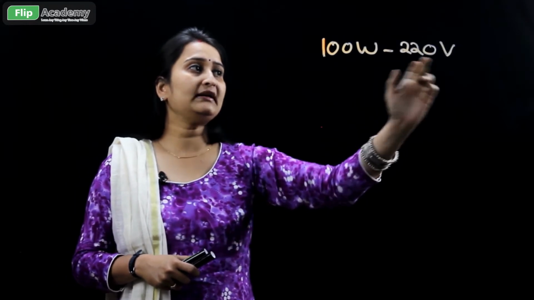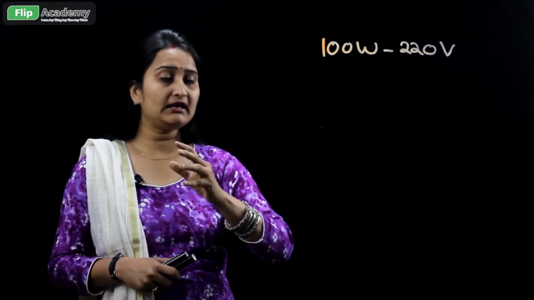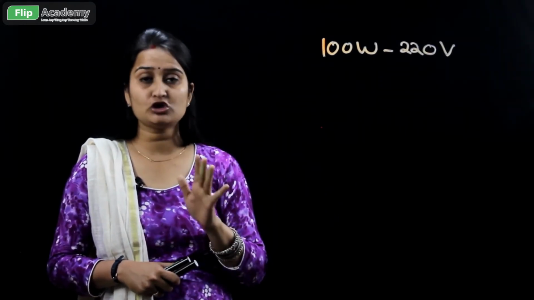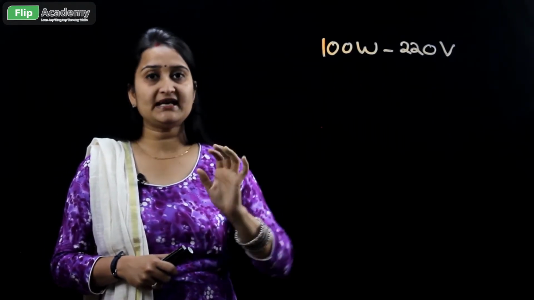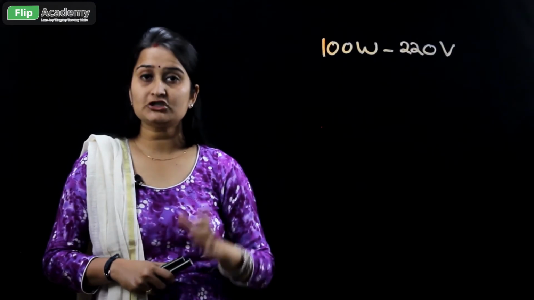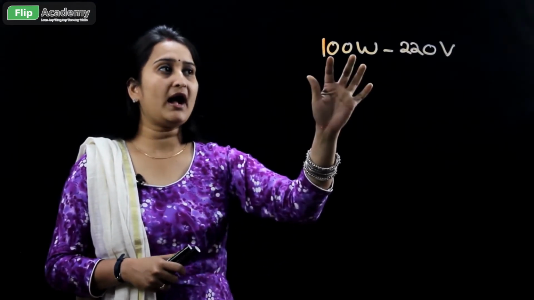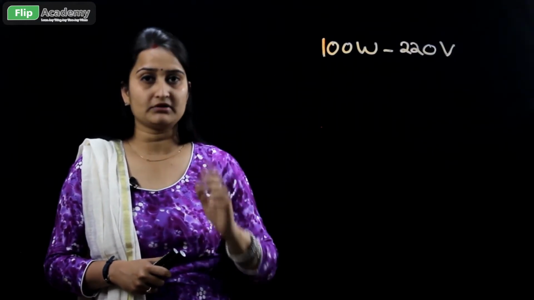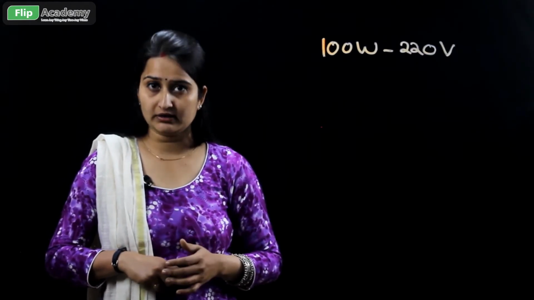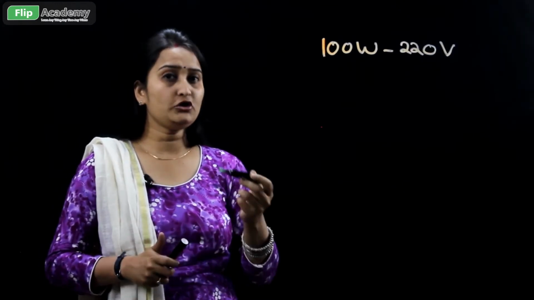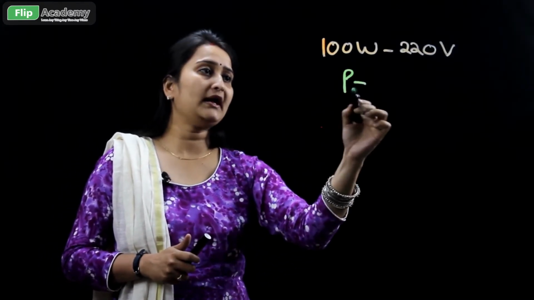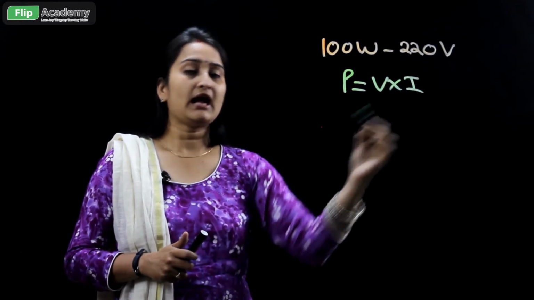Now, 220 volt mentioned on the bulb signifies the voltage coming into your houses. 100 watt represents power. That means your electric bulb requires 100 watt power. To find out the current at which this bulb is operating, you can easily calculate it. How? The formula is P = V into I.